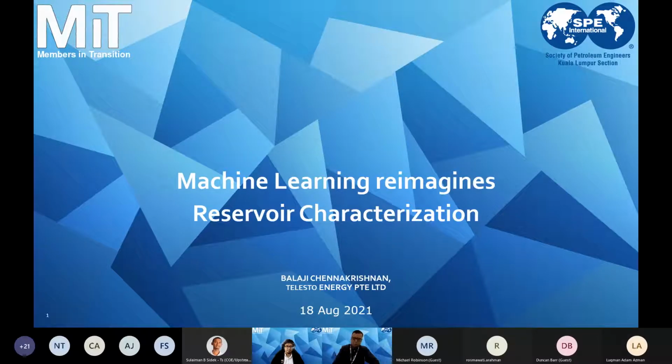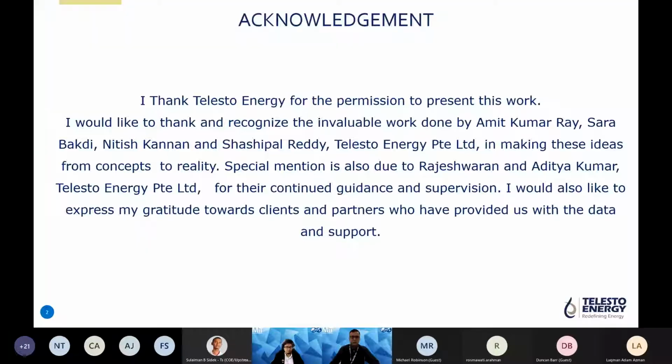Today I'm going to talk about how machine learning approaches reimagined reservoir characterization. These are case studies that we have implemented in some of the projects that Telesto Energy has done for our clients. I'm also going to show data on some open source fields so that this data can be shared with the members later.